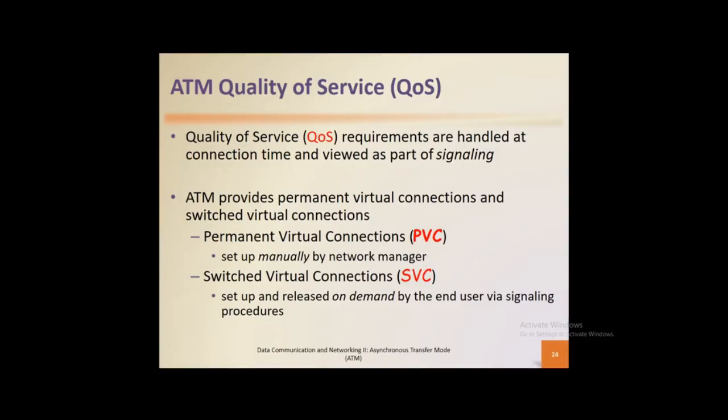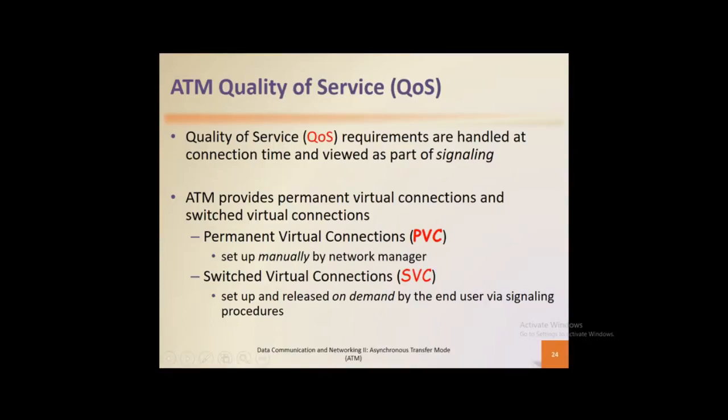ATM would provide permanent virtual connections and switched virtual connections as well. The permanent virtual connections are the PVC, which is set up manually by network managers when they're handling the connection setup for a given installation or a given client. Then you have your switched virtual connections, or the SVC, which are set up and released on demand by the end users via signaling procedures that have been implemented on either the terminal or the ATM switch itself.